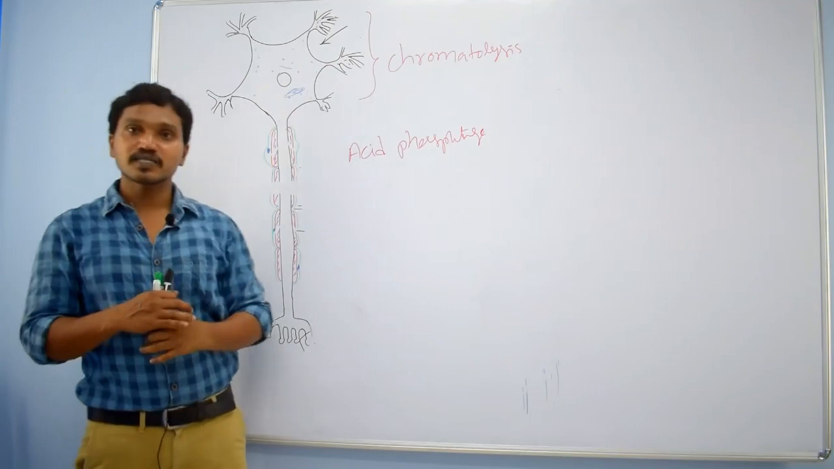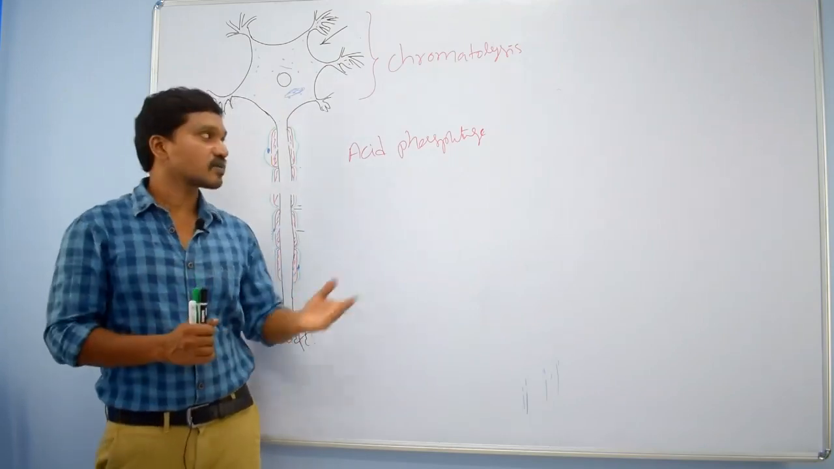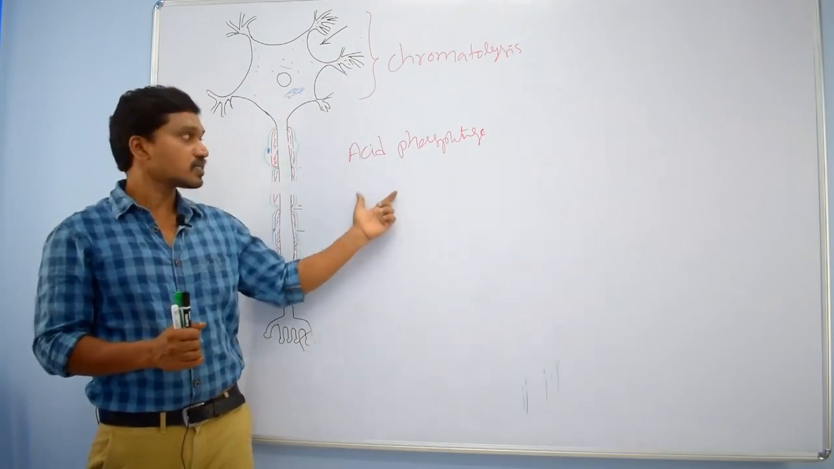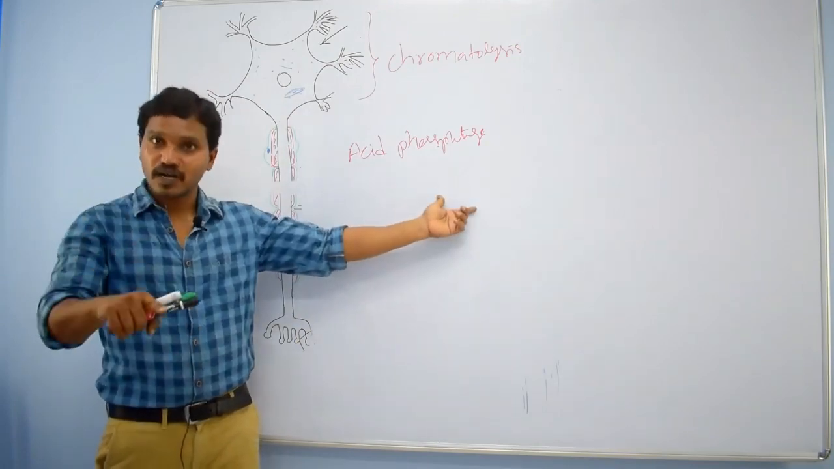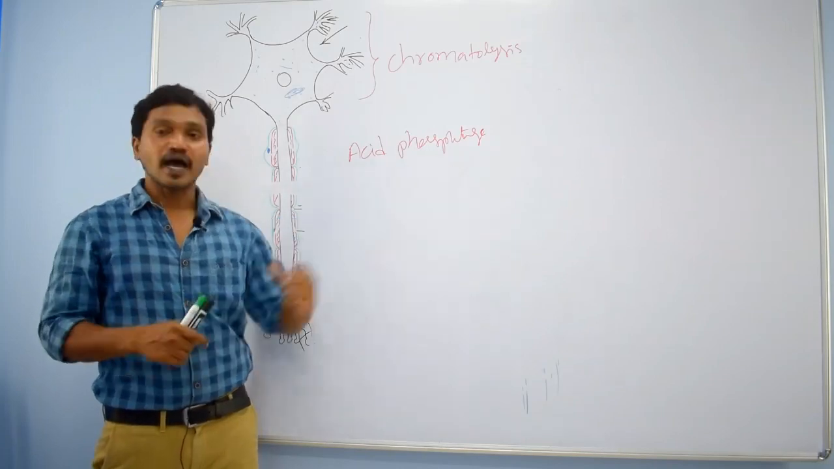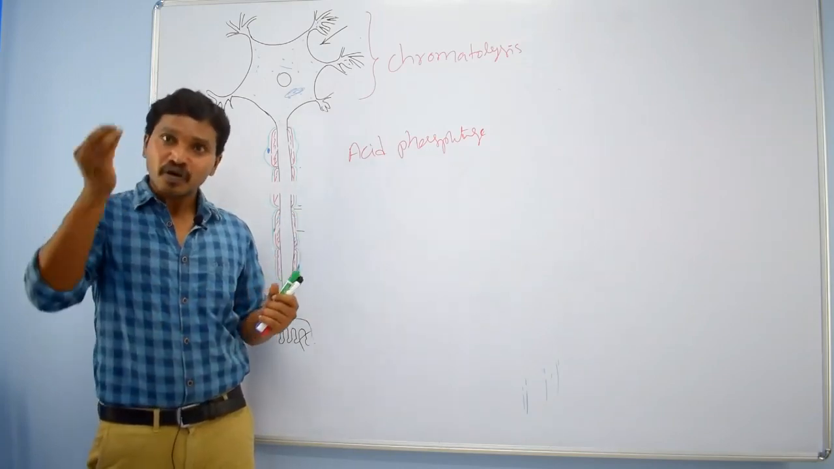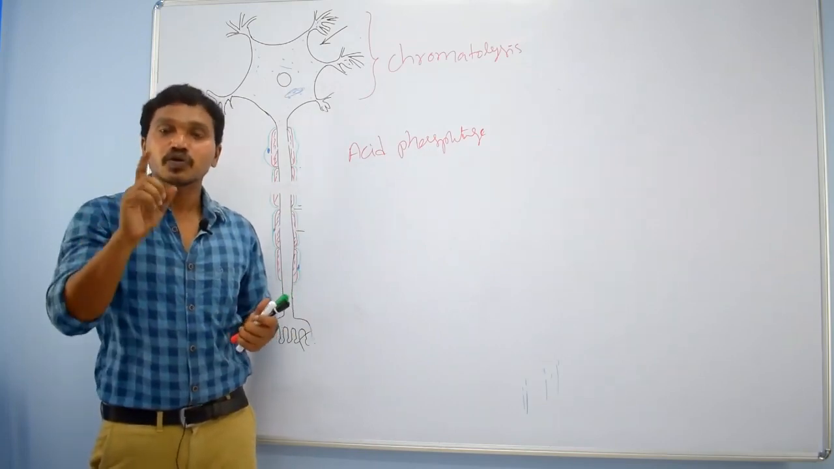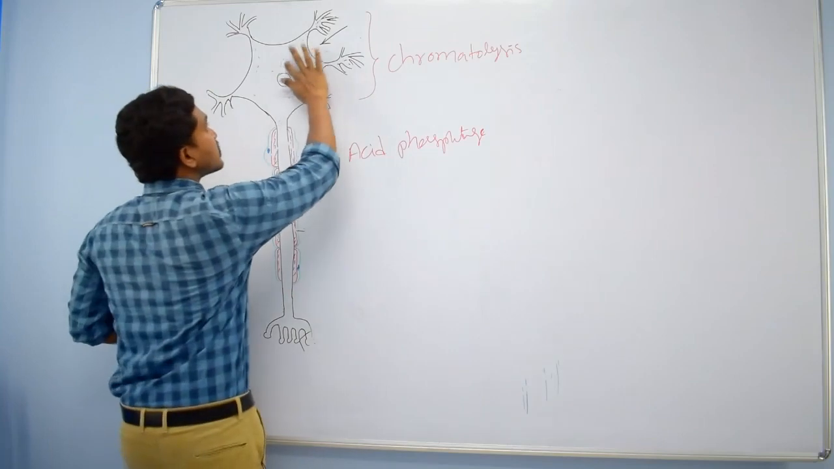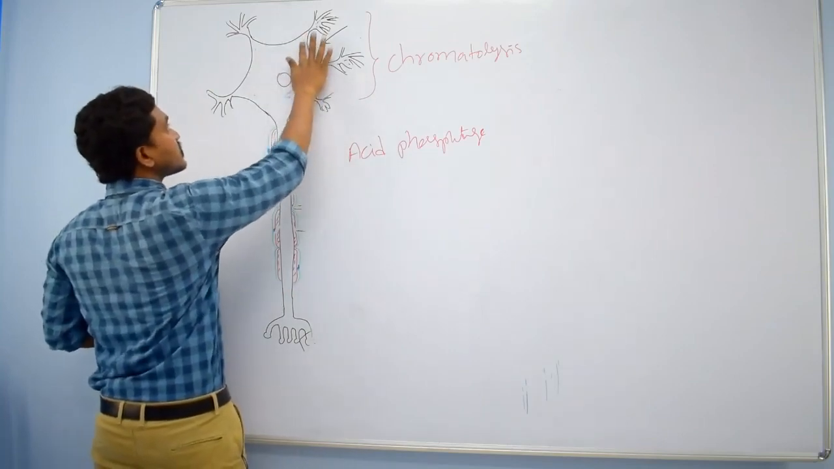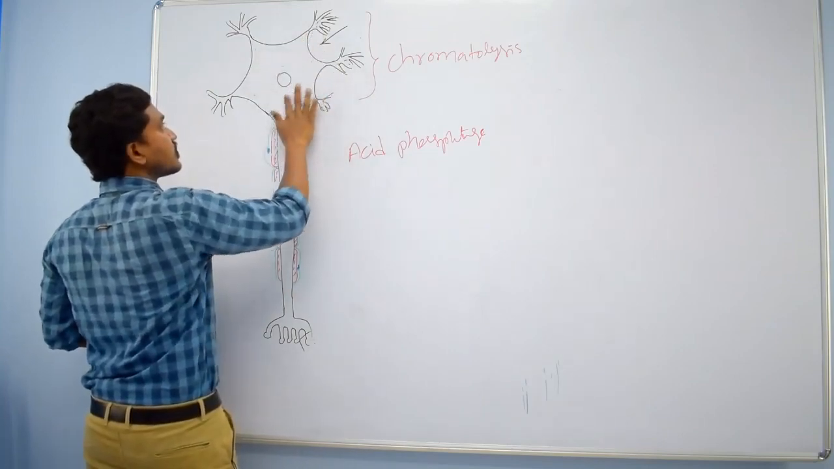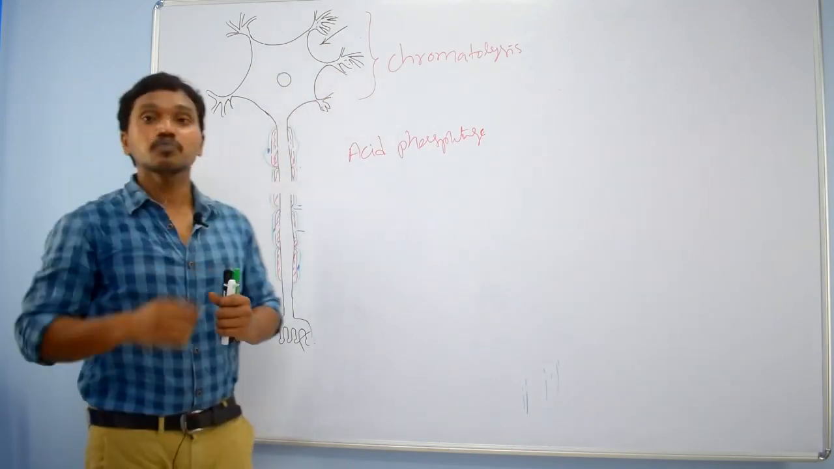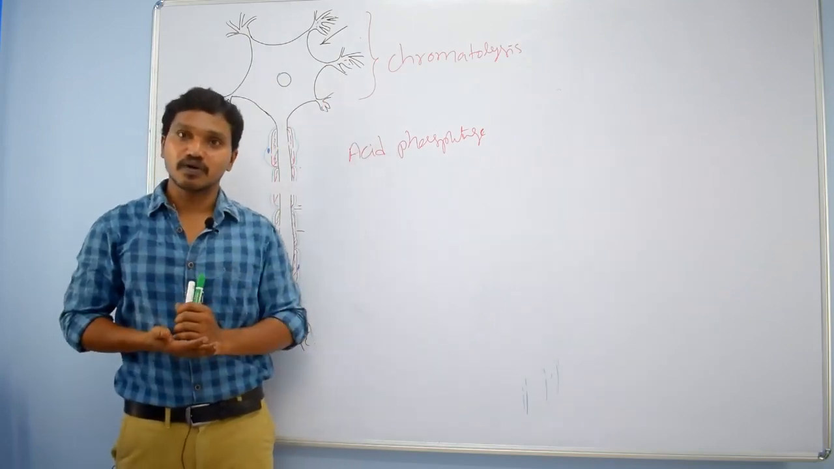Within the cell body, Nissl's granules are there. Those Nissl's granules are degenerated and disappear because of liberation of acid phosphatase from the lysosomes. This acid phosphatase will digest the ribonucleoproteins. That's why these Nissl's granules disappear. Right?